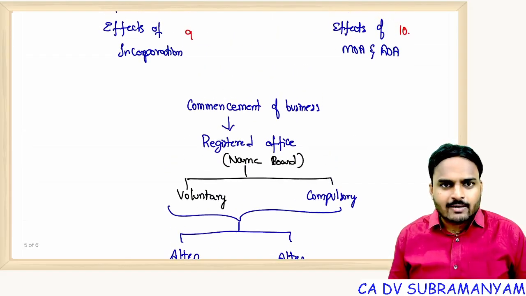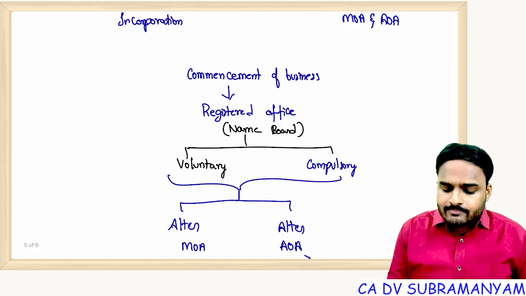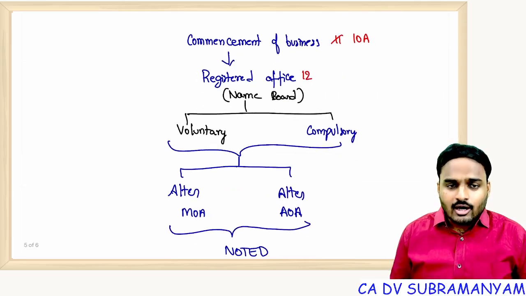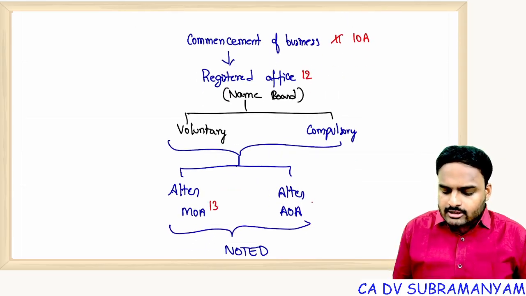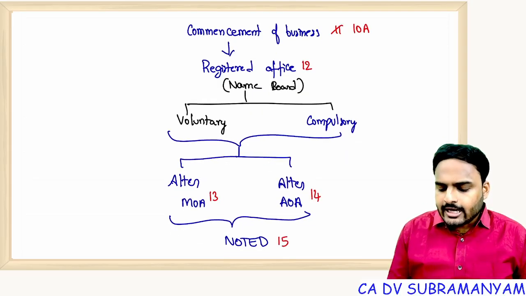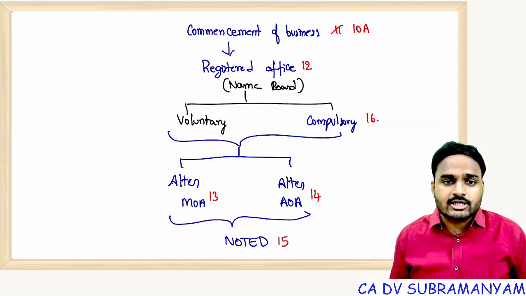Up to section 10 we completed. So our next section is 11, but section 11 is omitted. We are having section 10A. Registered office 12. Alter MOA section 13, alter AOA section 14, alteration to be noted section 15, and compulsory change of name, that is rectification of name, section 16.